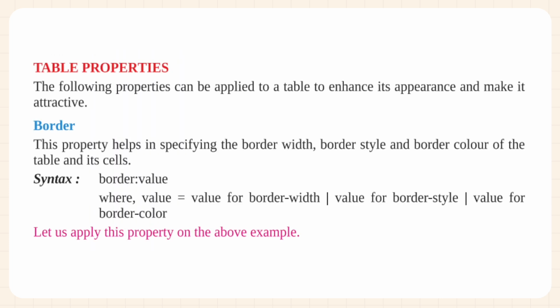Table properties. The following properties can be applied to a table to enhance its appearance and make it attractive. Border. This property helps in specifying the border width, border style and border color of the table and its cells. Syntax: border: value, where value is border width | border style | border color. Let us apply this property on the above example.